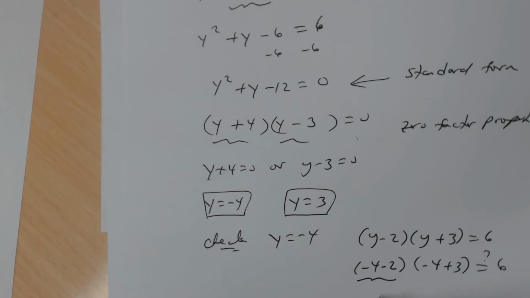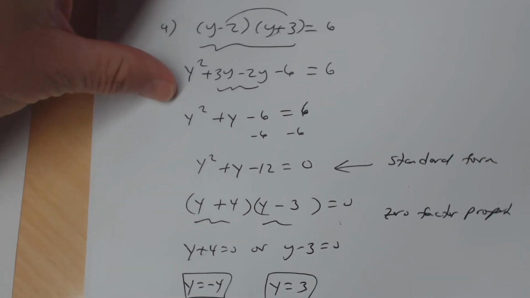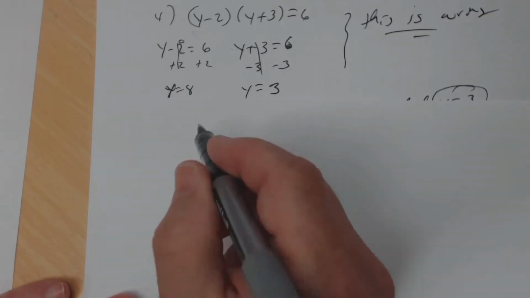Well, negative 4 and a negative 2 is a negative 6, times negative 4 plus 3 is a negative 1, and a negative 6 times a negative 1 is equal to a positive 6. So negative 4 works. And you do the same thing with 3, and you'll see that 3 works as well. Okay? All right, so that was that one. Let's do one more with this.